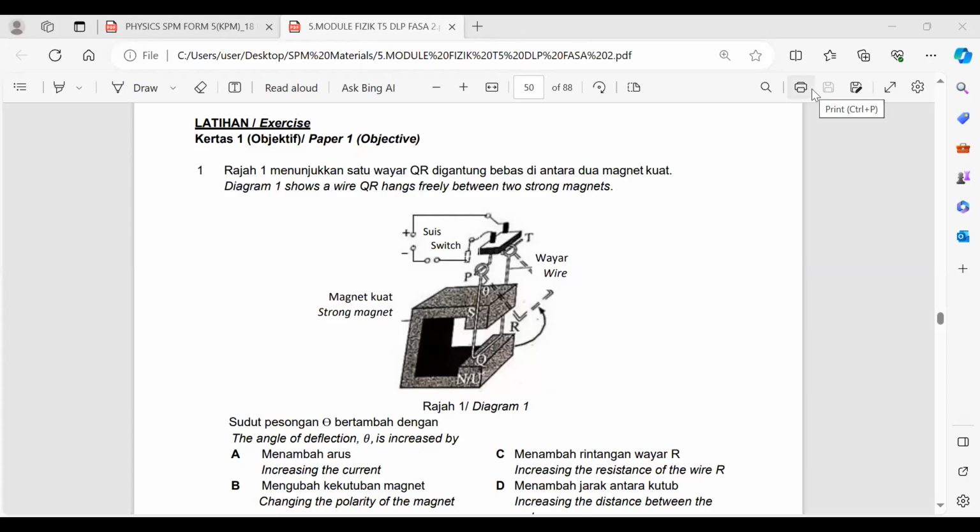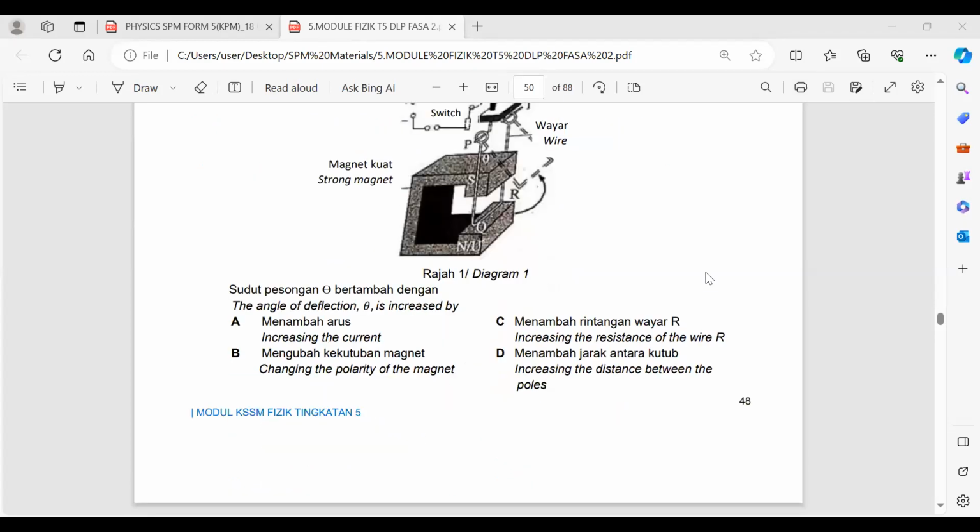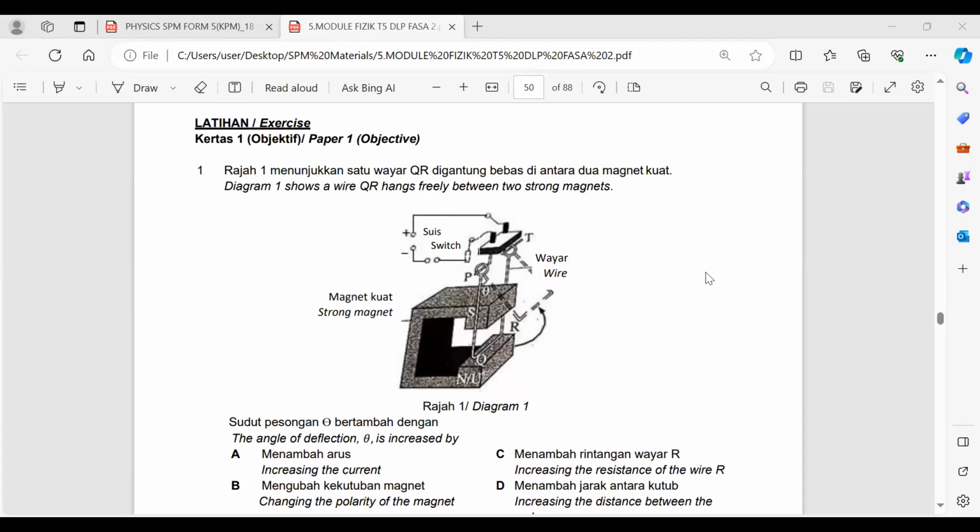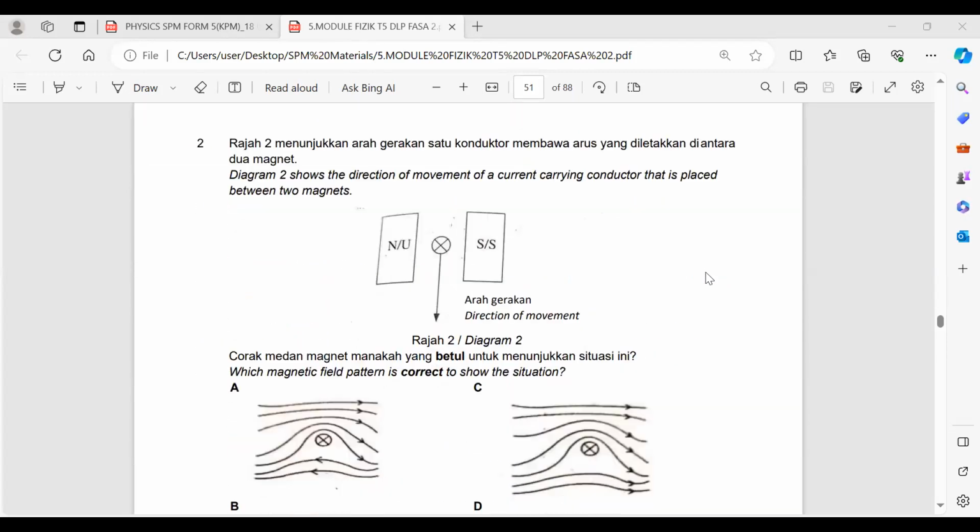So the angle of deflection is increased by, obviously, current is one of the factors. Increasing the current, changing the polarity, no. Increasing the resistance, no. Increasing distance, so very simple question. So question 1A answer. Okay, question 2.